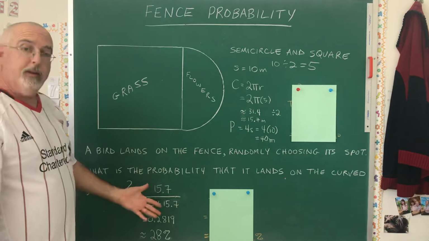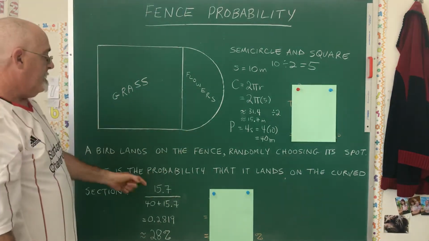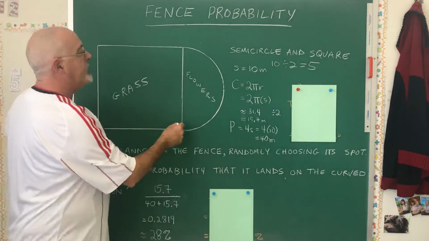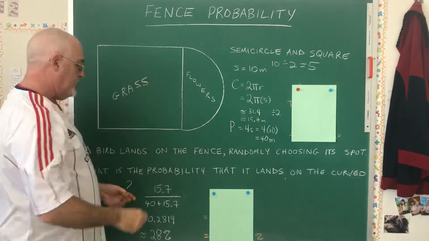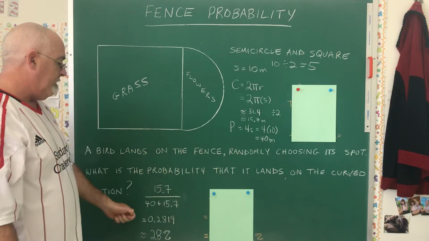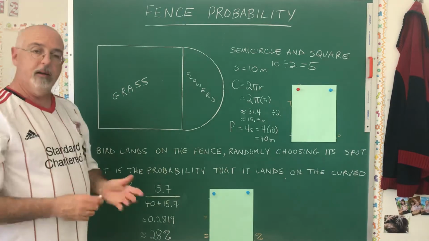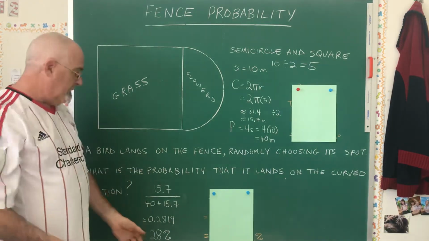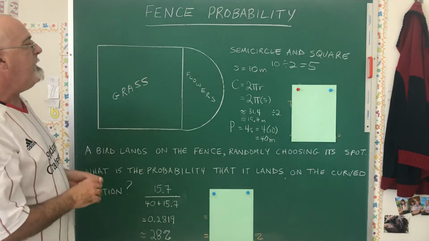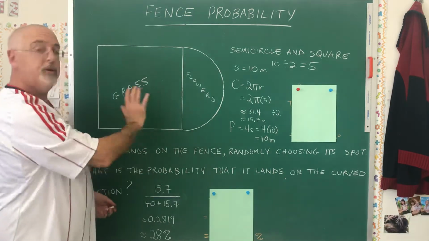The favorable in this case is the bird landing on the curved section, and that has a perimeter of 15.7. The total is the bird landing on any of the top of the fence anywhere, and that has a perimeter of 40 plus 15.7. When we do our calculation, we end up with 0.2819 in decimal form, and then multiplying by 100, we get 28%, which is an approximation. I did a bit of rounding. So this is a fairly straightforward final answer to this question.